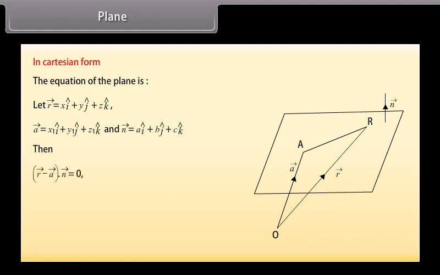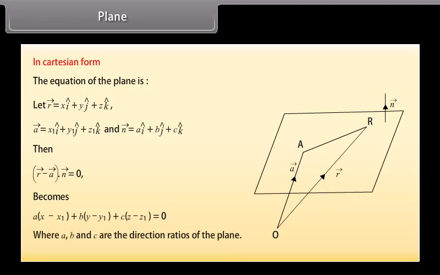Then, the dot product of vector r minus vector A and vector n equals 0 becomes a into x minus x1 plus b into y minus y1 plus c into z minus z1 equals 0, where a, b, and c are the direction ratios of the plane.